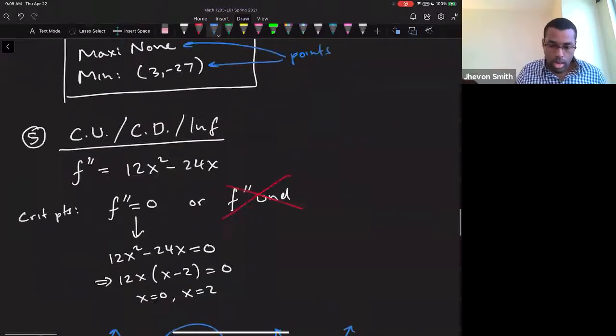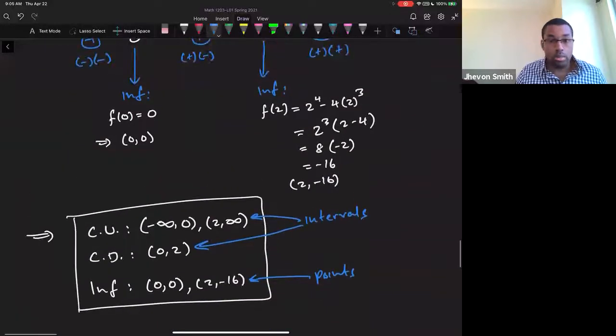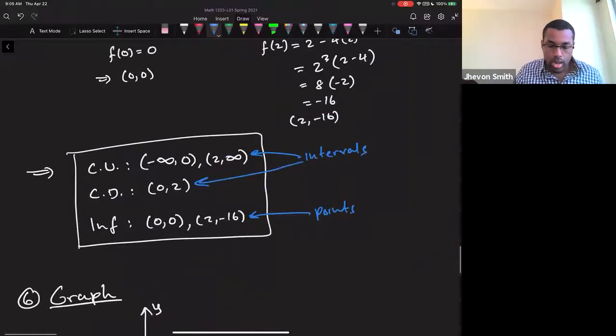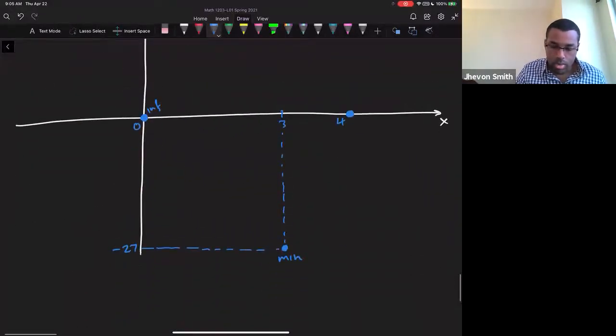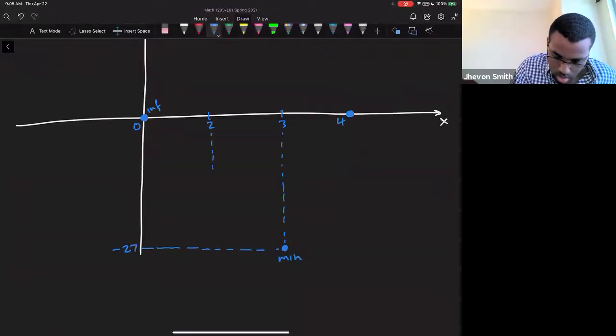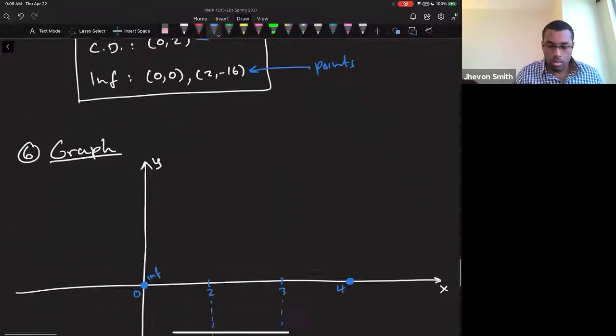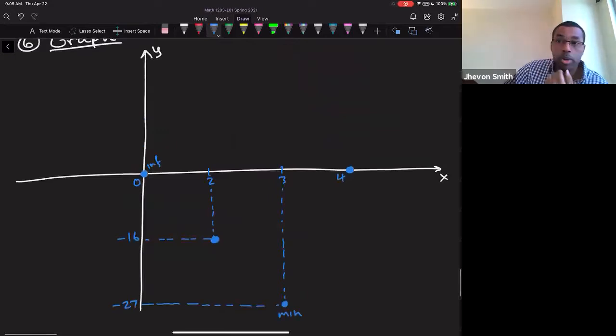Okay, what other points are important? The inflection points. The origin is one of them. So I can just label that here, inflection. And 2 comma negative 16 is one of them. Okay. So the first thing we do is put in important points.